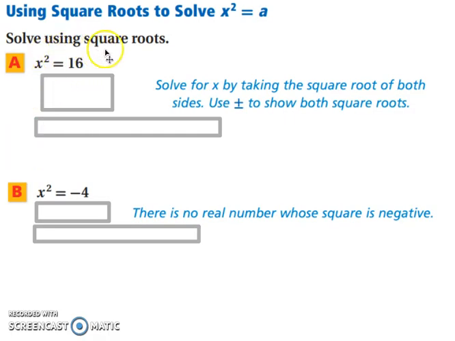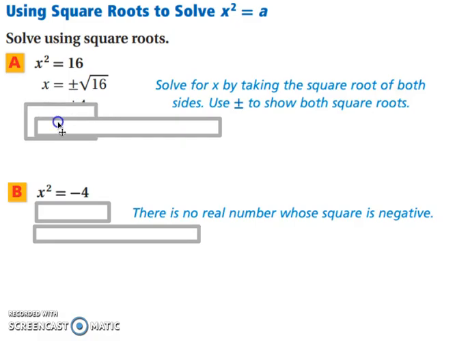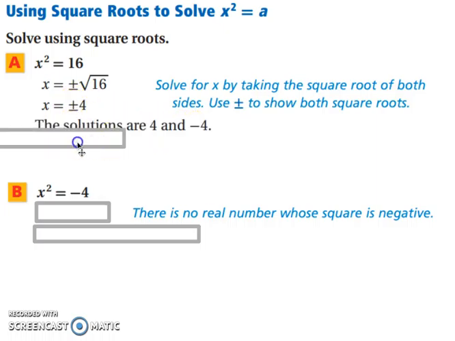So we're going to solve using square roots. We want to take the square root of both sides because we want to get x by itself. So we take the square root of both sides. That leaves us with just x, and then it's plus or minus the square root of 16. Square root of 16 is 4, so the answer is plus or minus 4. You can write it out separately as well.